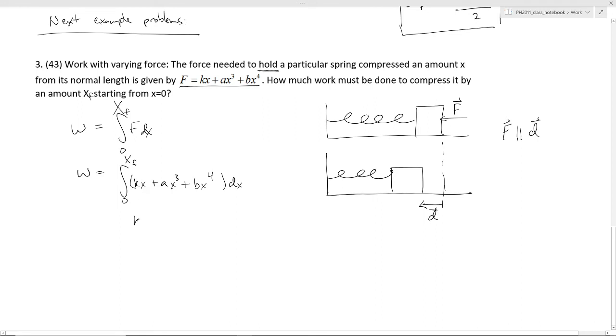So what do we get? We would have kx squared over 2 plus ax to the fourth over 4 plus bx to the fifth over 5, evaluated from 0 to xf. Oh, and I should say, this would correspond to x equals 0, the equilibrium position, and this would correspond to xf.